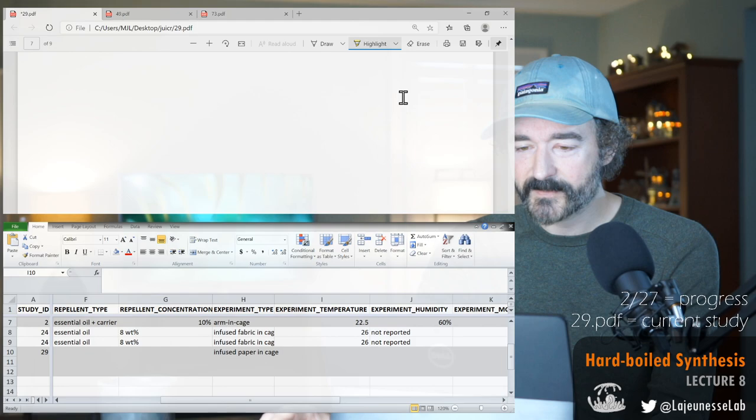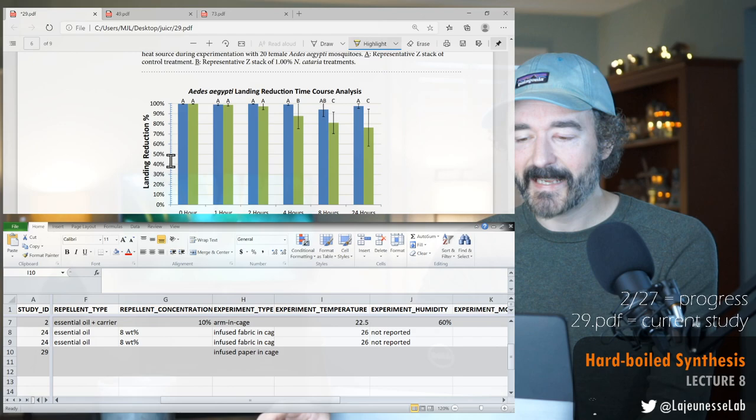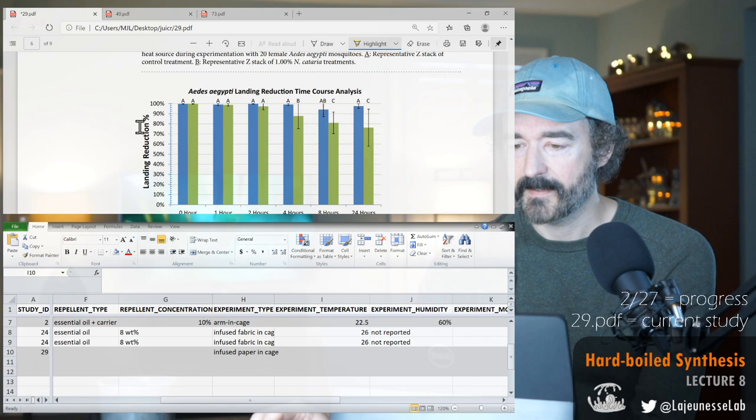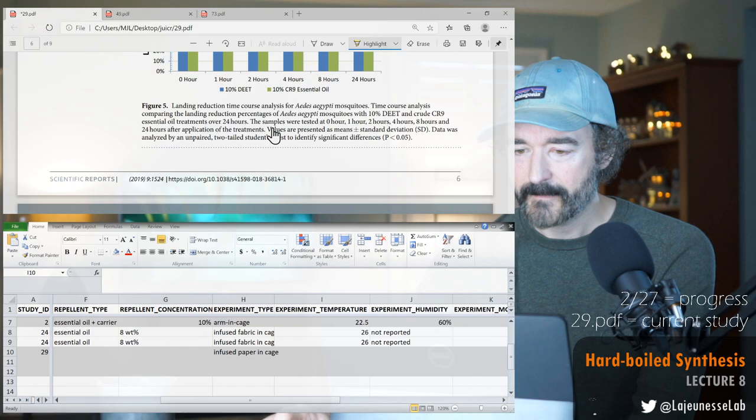Figure 5, there's data availability. The data set generated is available if I contact them. I don't think it's necessary for me to do that. The data aren't totally ideal because they're represented in a percentage. But assuming that these are averages, okay, so it says it right here: values presented are means and standard deviations. I can compute an effect from that.